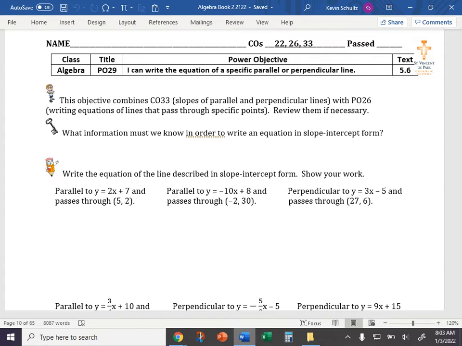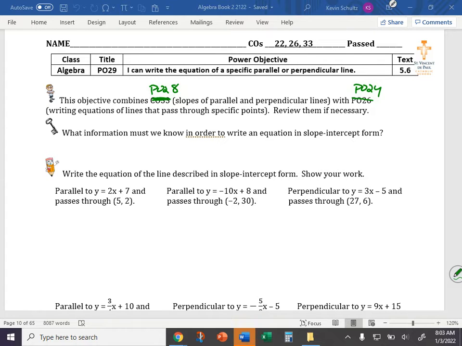Happy 2022 to Algebra. We are wrapping up our unit, first day back, with our last objective: writing the equation of specific parallel or perpendicular lines. We're looking at PO29, which we did before break, about what makes lines parallel and what makes them perpendicular, along with PO24, where we wrote the equations of lines in slope-intercept form.